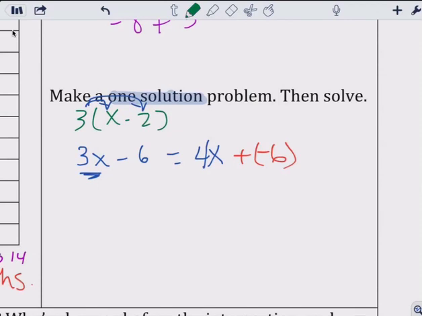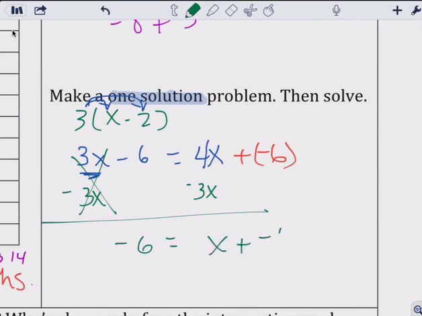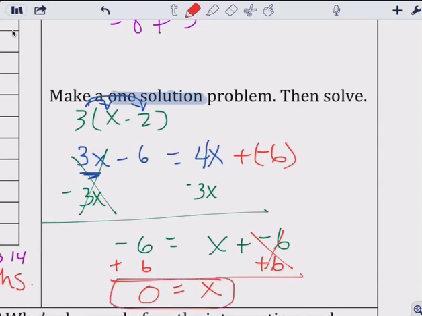You minus 3x, you minus the smaller variable, right? Always minus. You get negative 6 equals x plus a negative 6. So which one would you get rid of now? Negative 6, right? So you add 6, add 6. That gives you a 0 here equals x. So what is our answer? 0. X is 0. That's one solution.